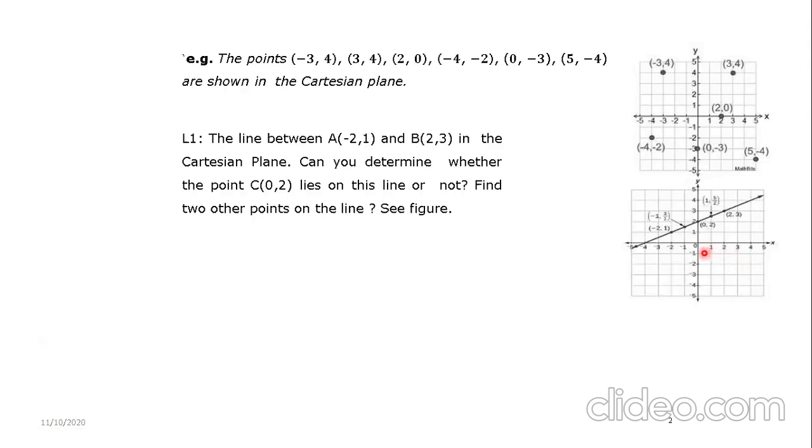Here, if you want to determine two other points, you move on the x-axis 2 units, and you move up 2 units also, or 3 units. So this point is on the line. Another point also, you move here -2 units on the x-axis and up 1 unit on the y-axis. So the two other points on the line are -2 and 1 and 2 and 3.